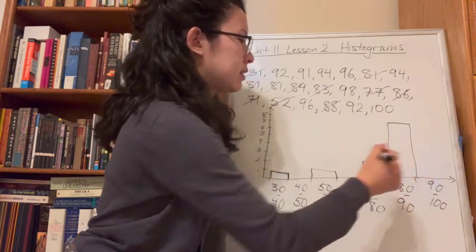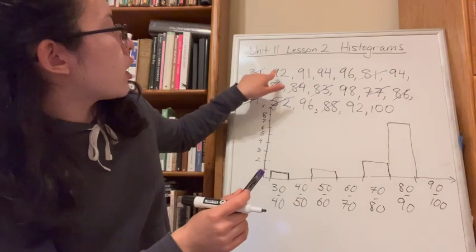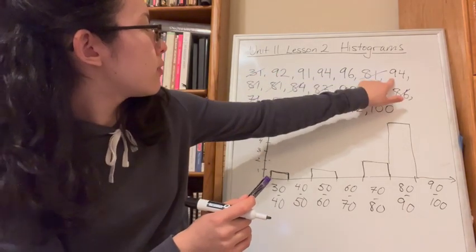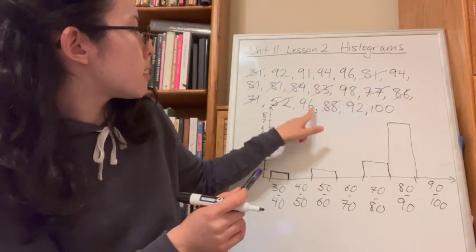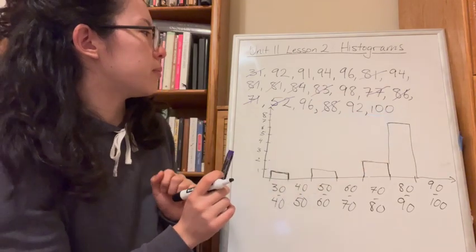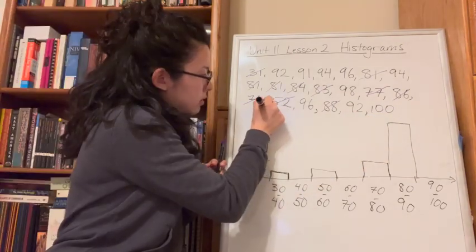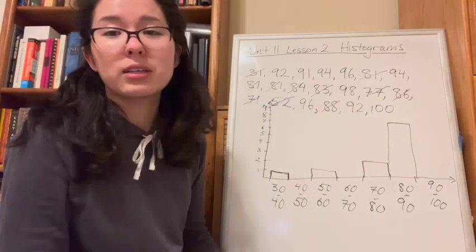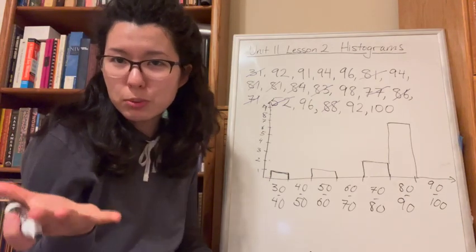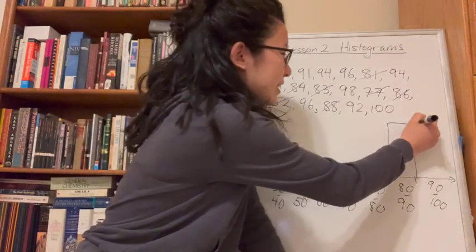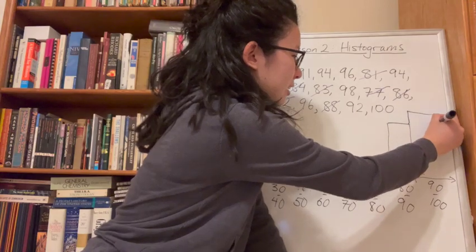Finally, I've got my 90 to 100 bin, and I've got 1, 2, 3, 4, 5, 6, 7, 8, 9. That should go in that bin. Okay, I'm gonna need another mark on my y-axis all the way up to 9. You guys really outdid yourself on this last quiz, so you're really pushing my histogram. So that's gonna go all the way up to 9.